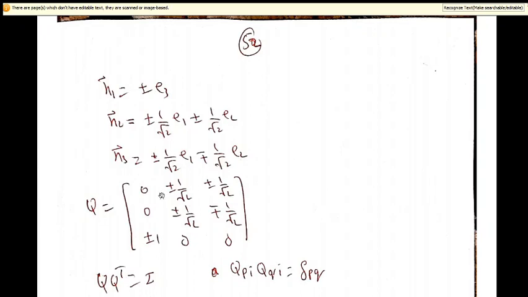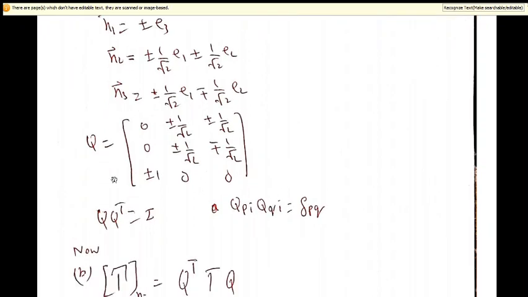This is Q. This is the transformation matrix, and this matrix is transforming the E1, E2, E3 bases into the N1, N2, N3 bases. And this is orthogonal: Q Q transpose is identity, and this is the orthogonality condition. This must be satisfied.